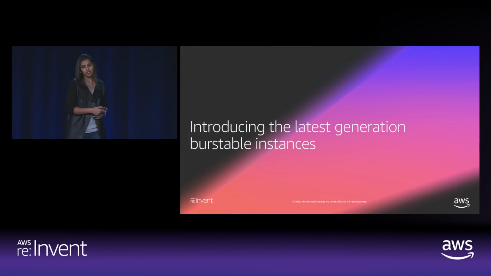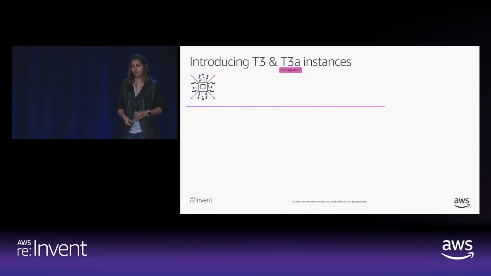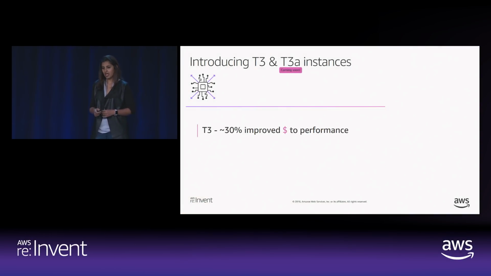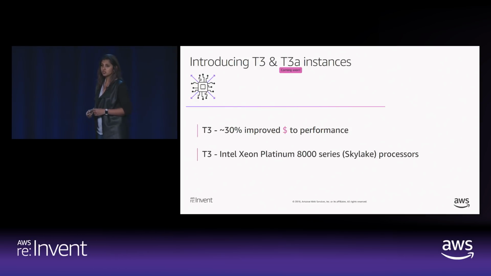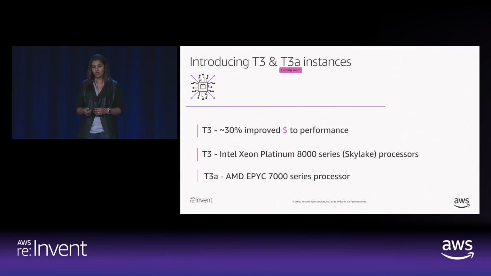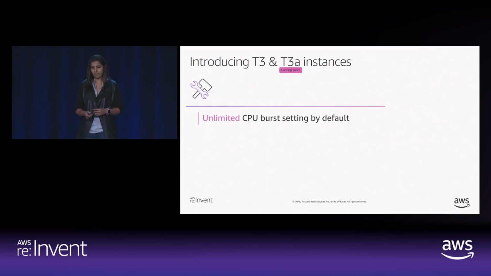So now let's look into the latest generation burstable instance. T3 and T3A. T3 offers 30% better price to performance compared to the previous generation predecessor T2 instances. T3 is based on the Intel Xeon Platinum 8000 series Skylake processor with an all-core turbo clock speed of 3.1 gigahertz. The AMD instance for burstable is based on the AMD EPYC 7000 series processor with an all-core turbo CPU clock speed of up to 2.5 gigahertz.